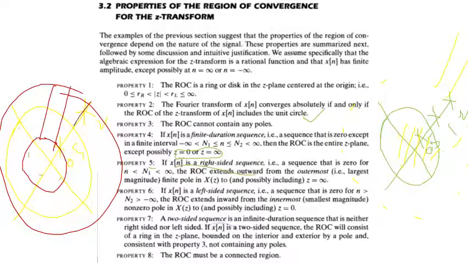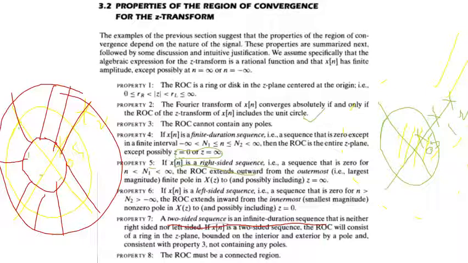So this will be the ROC, the bounded region between 0.5 and 2. A two-sided sequence is an infinite duration sequence that is neither right-sided nor left-sided. If x of n is a two-sided sequence, the ROC will consist of a ring in the z-plane, bounded by the interior and exterior of the poles.